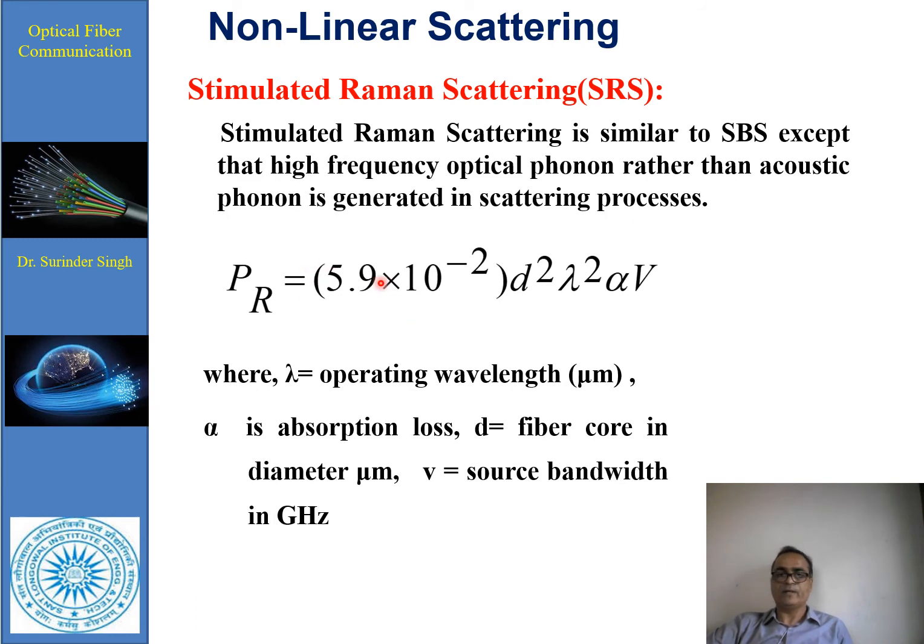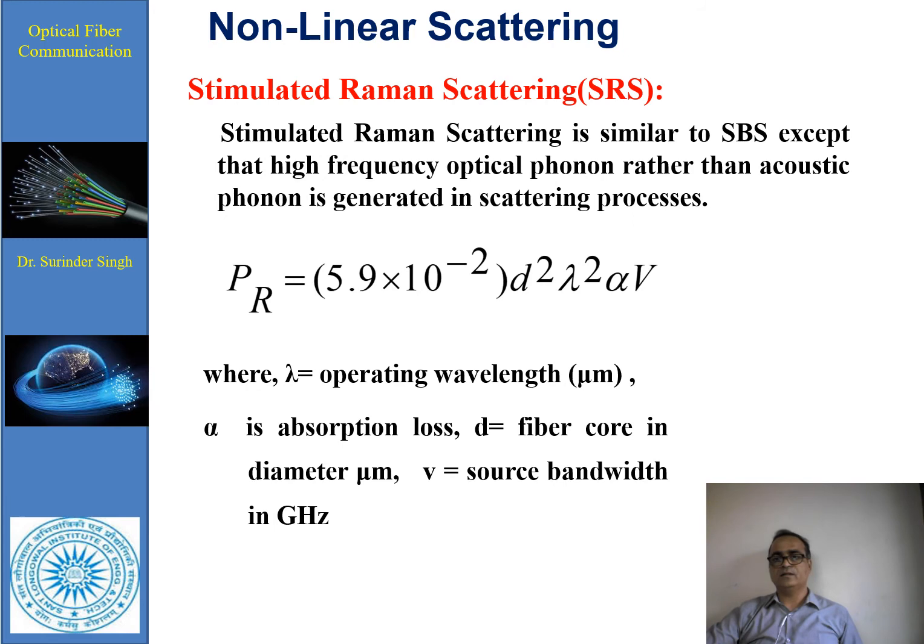This threshold optical power for SRS is equal to 5.9 times 10 to the power minus 2 d squared lambda squared alpha nu. Lambda is the operating wavelength, alpha is the absorption, d is the fiber core diameter, which is represented in micrometers, and nu is the source bandwidth in gigahertz, which we have used.